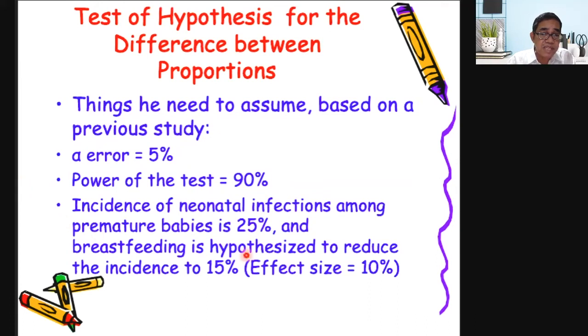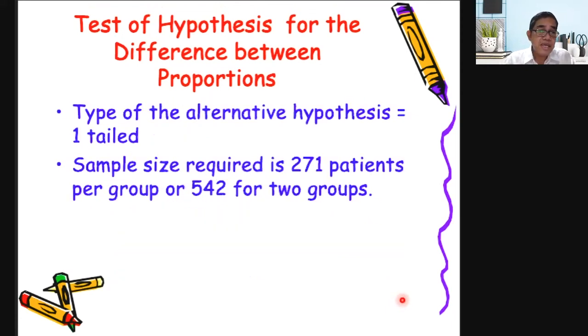And then breastfeeding is hypothesized. This assumption can be decided upon by the researcher. Breastfeeding is hypothesized to reduce the incidence to 15%. So from 25% incidence to 15%, or an effect size of 10%. 25 minus 15 is 10%. And the type of alternative hypothesis is one-tailed, and then the sample size calculated is 271 per group.